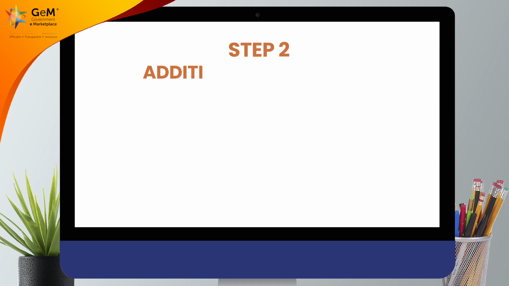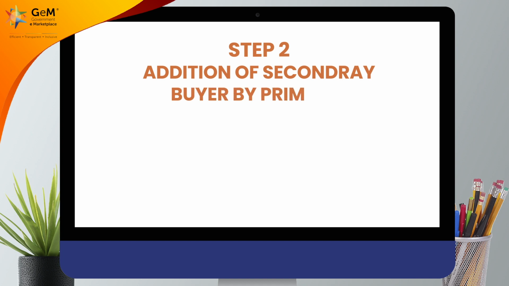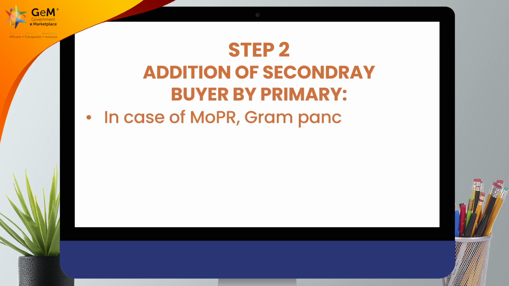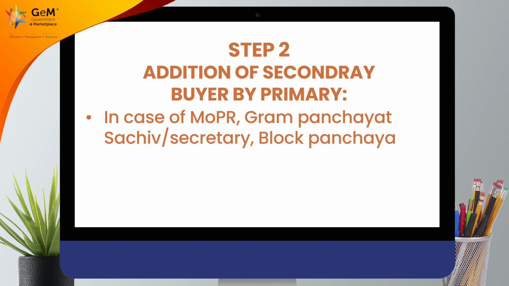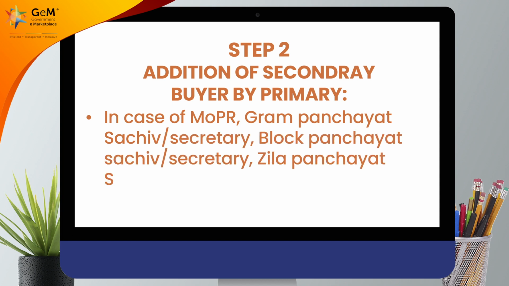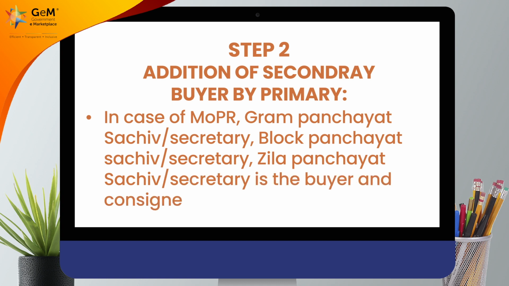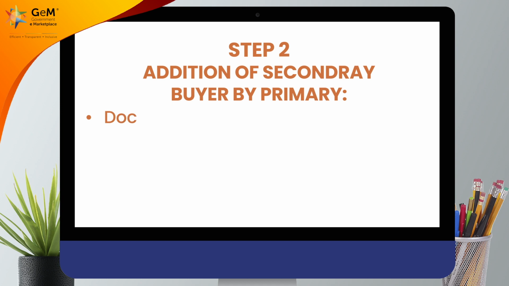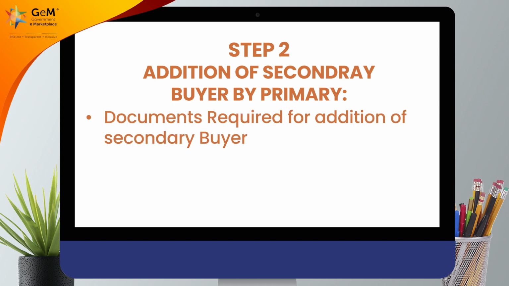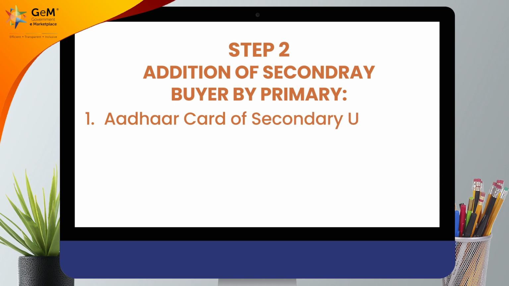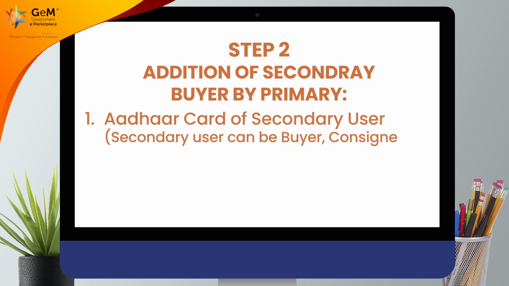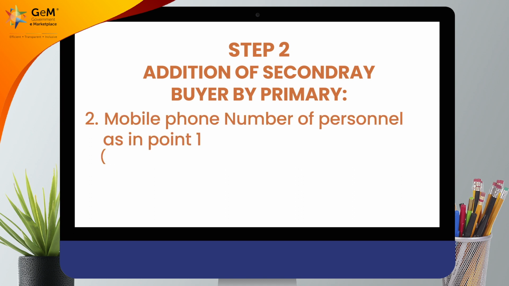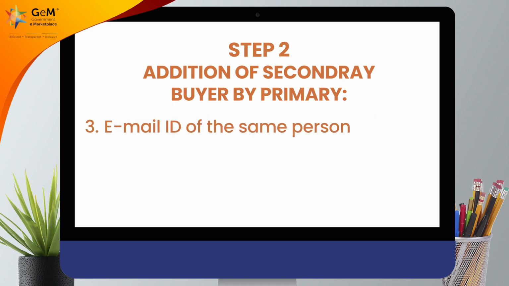Step 2. Addition of secondary buyer by primary. In case of MoPR, Gram Panchayat Sachiv, Secretary, Block Panchayat Sachiv, Secretary, Zilla Panchayat Sachiv, Secretary is the buyer and consignee both. Documents required for addition of secondary buyer. Aadhaar card of secondary user. Secondary user can be buyer, consignee, paying authority, etc. Mobile phone number of personnel as in point 1, phone number shall be linked to Aadhaar. Email ID of the same person as above, NIC registered ID.